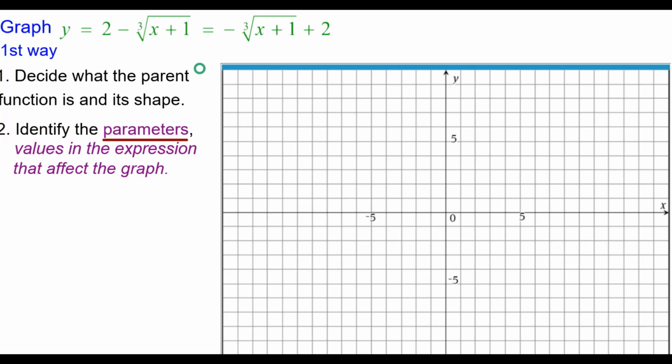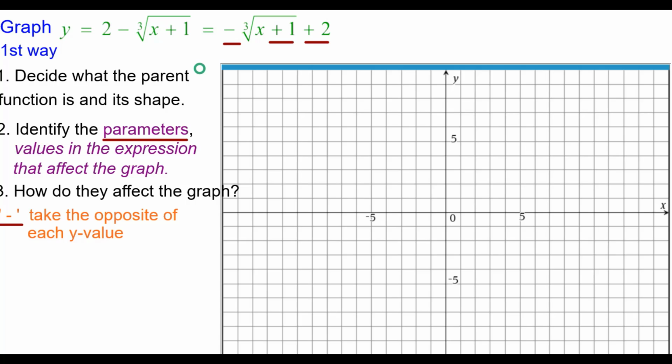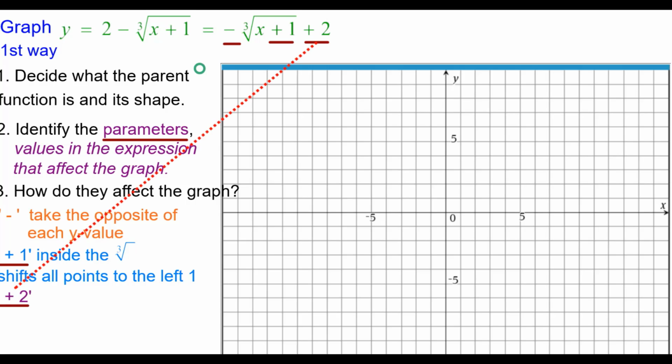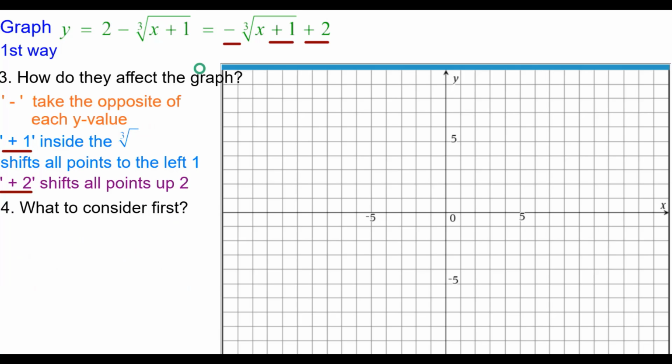Identify the parameters. Those are the values in the expression that affect the graph. In this case, there are 3 different parameters. We're going to look at this new equivalent form to be able to decide that. How do they affect the graph? The opposite sign takes the opposite of each y value. The plus 1 is inside the cube root function and shifts all points to the left 1 unit. The plus 2 is outside and it shifts all points up 2 units.